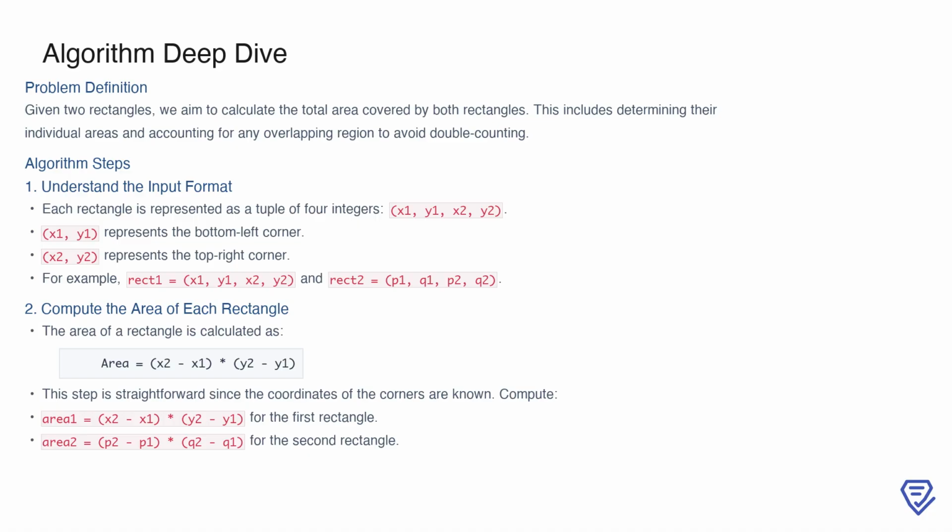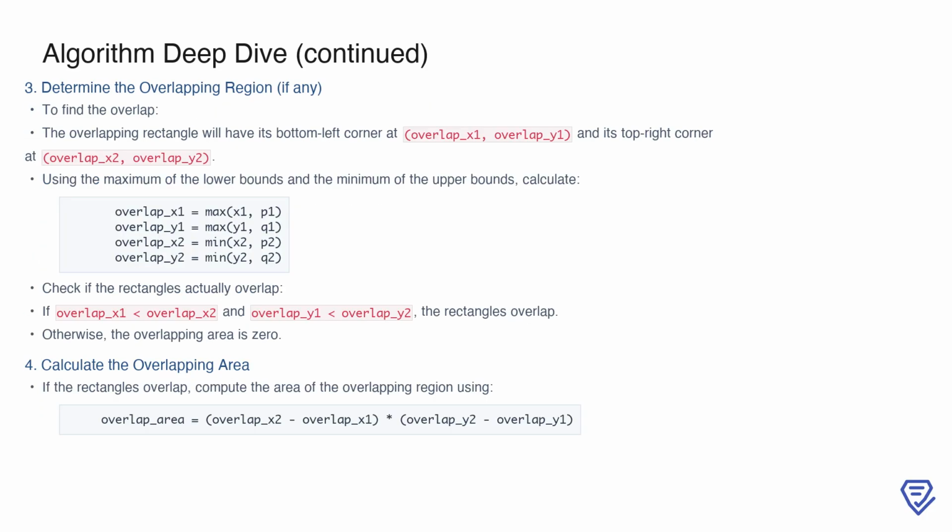Next, we calculate the area of each rectangle. The formula for the area of a rectangle is straightforward, (x2 - x1) * (y2 - y1). Using this, we compute area1 for the first rectangle and area2 for the second rectangle. These steps give us the individual areas needed for the final calculation. Now, we determine whether the two rectangles overlap and calculate the dimensions of the overlapping region if it exists.